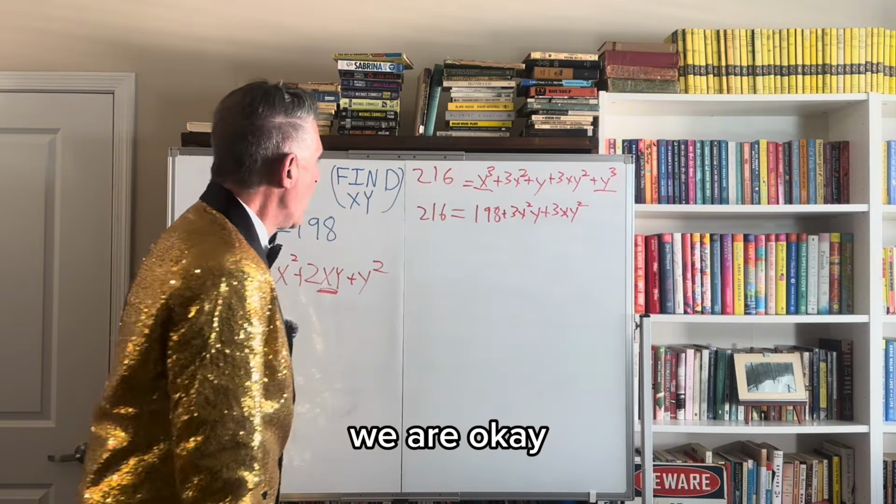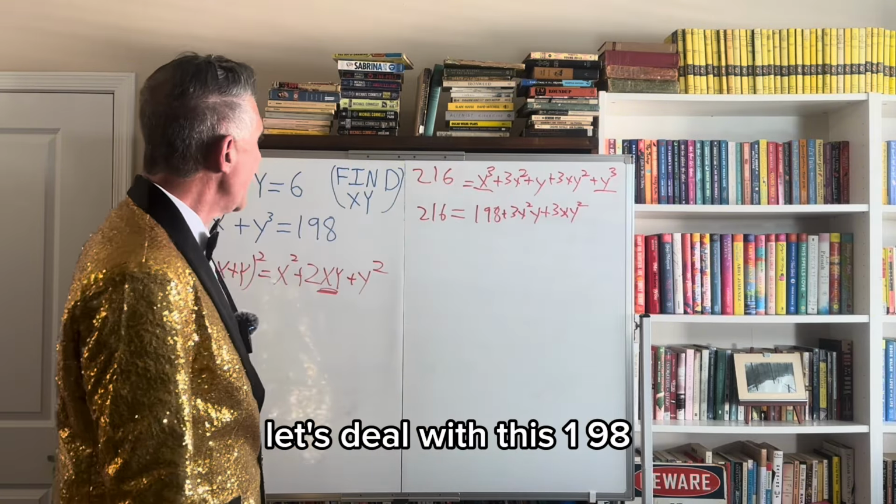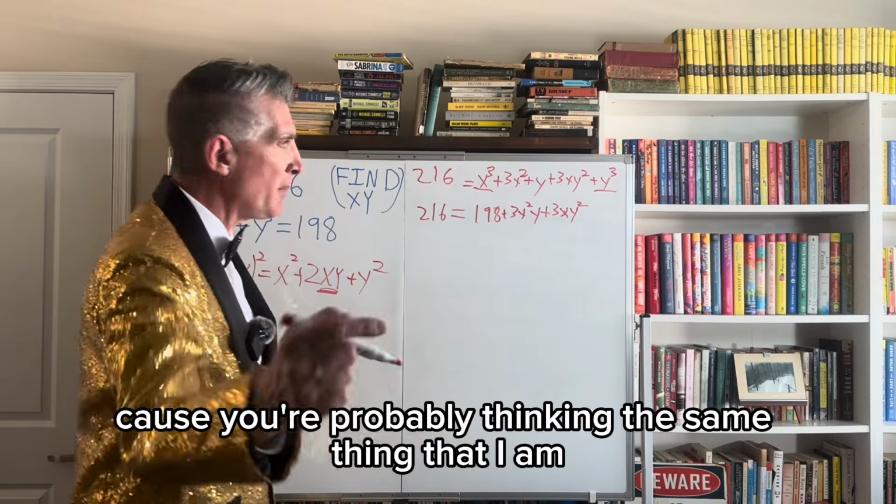We are. Before we get to this mess, let's deal with this 198, because you're probably thinking the same thing that I am. Let's combine these like terms, 198 and 216. If I put the 198 over here on the left-hand side, that gives me a value of 18, because 216 minus 198 is 18. Moving right along.